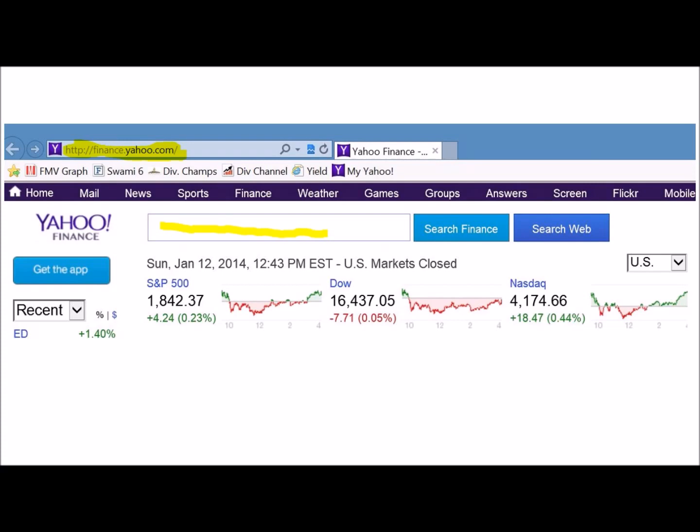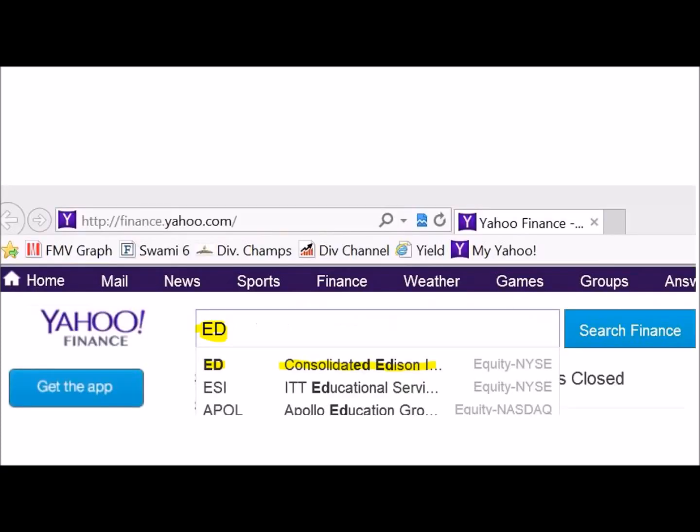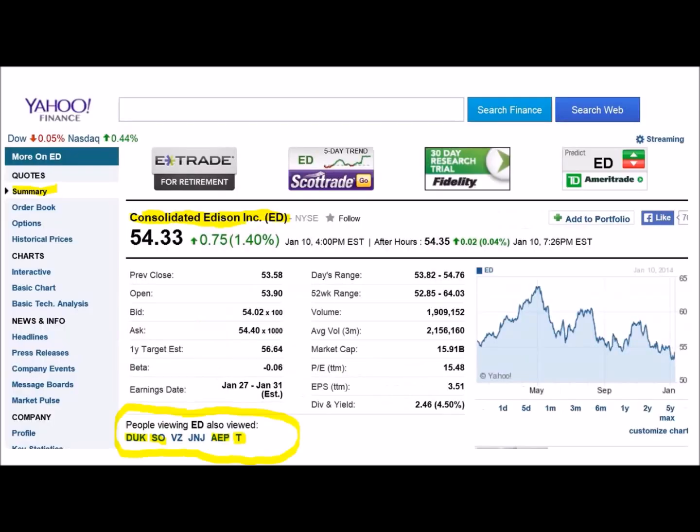First, we go into finance.yahoo.com, and there you have a blank, and that blank is where you put in the name of the symbol of the stock you're going to be using. So you put in Ed and hit search finance. And in this case, here's Ed, and then you click on that and hit search finance. Once you've done that, it'll bring up this summary page.